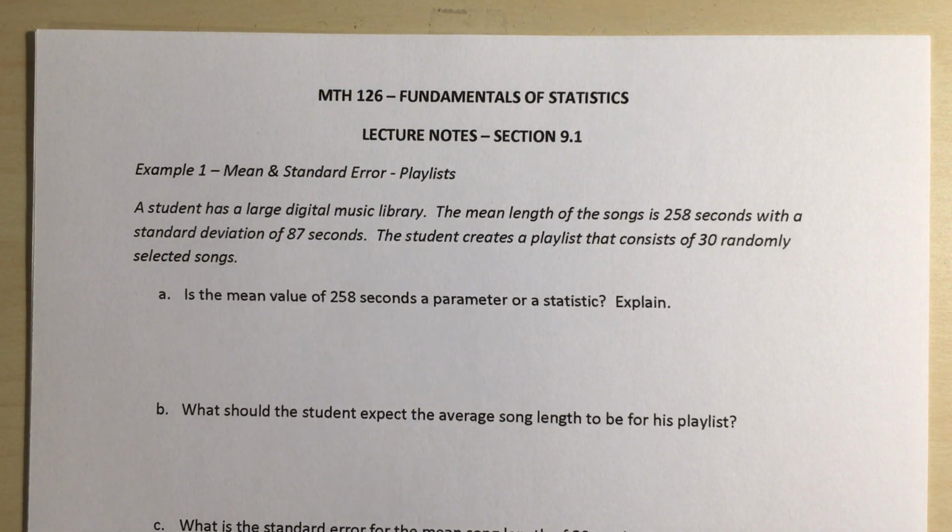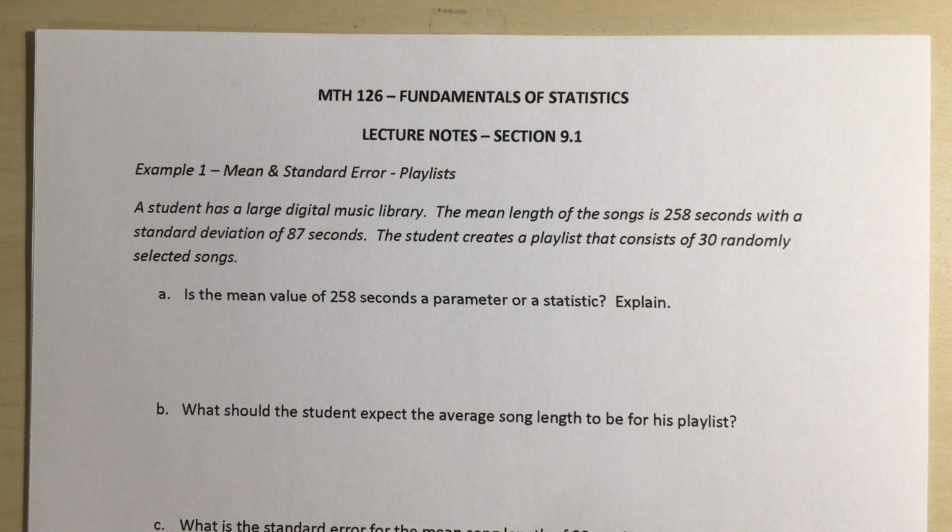Alright, so let's take a slightly closer look. Again, kind of revisit our idea of parameters versus statistics and things like that. So a student has a large digital music library. The mean length of the songs is 258 seconds with a standard deviation of 87 seconds. The student creates a playlist that consists of 30 randomly selected songs.